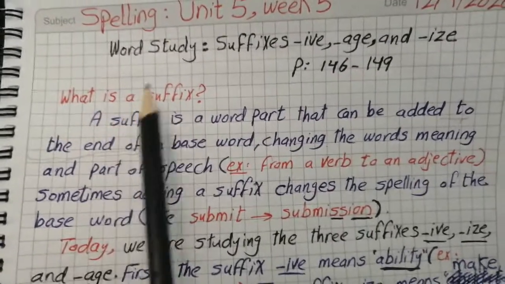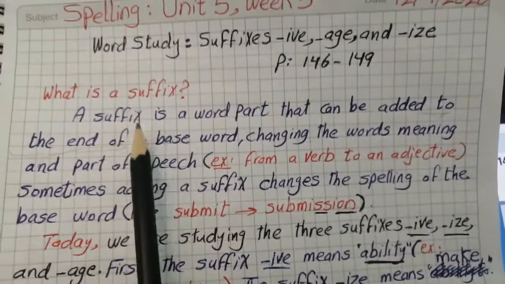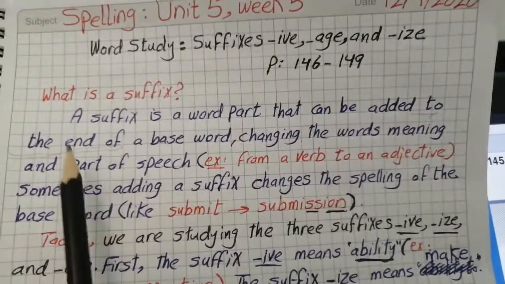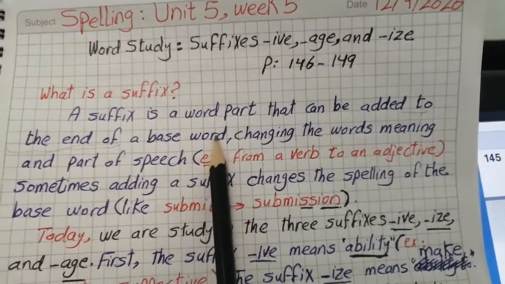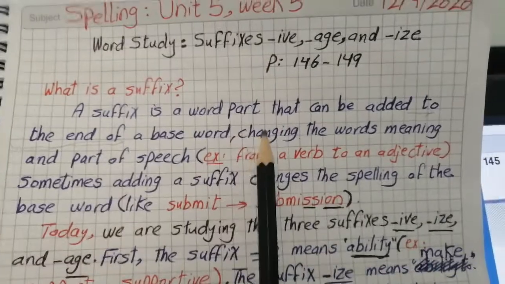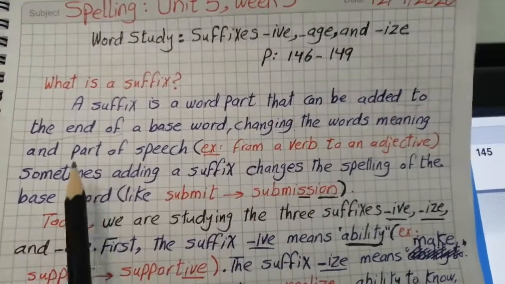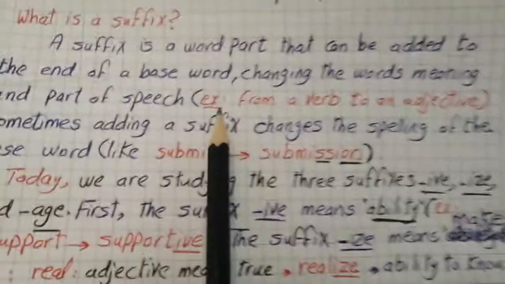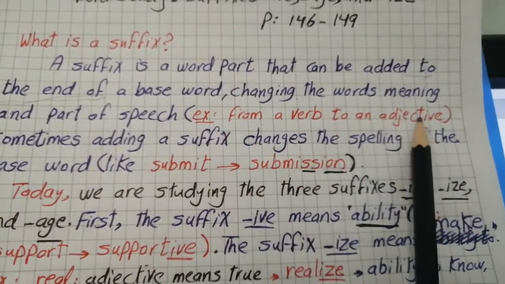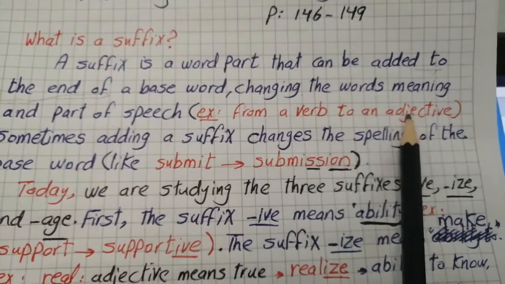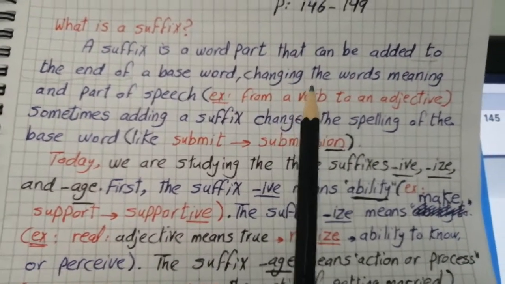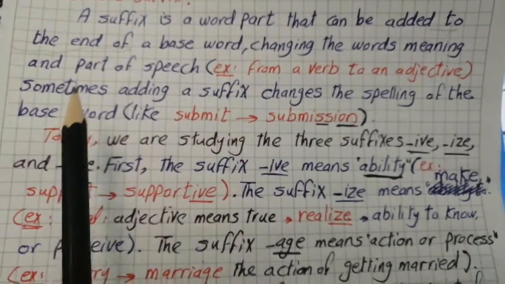First of all, what is a suffix? A suffix is a word part, or group of letters, that can be added to the end of a base word, the original or main word. When the suffix is added, it has an effect. It changes the word's meaning and the part of speech. Part of speech means it changes the base word from a verb to an adjective, or from a noun into an adjective, or from an adjective to a verb, according to the type of change it causes.